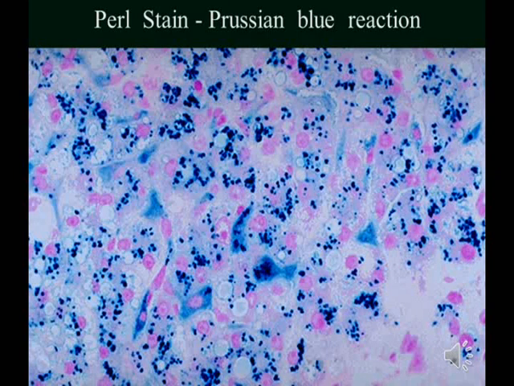Iron can be demonstrated by a special stain, that is Prussian blue stain, or a Prussian blue reaction, which is demonstrated by Perls stain. The iron granules are brought out by the special stain.